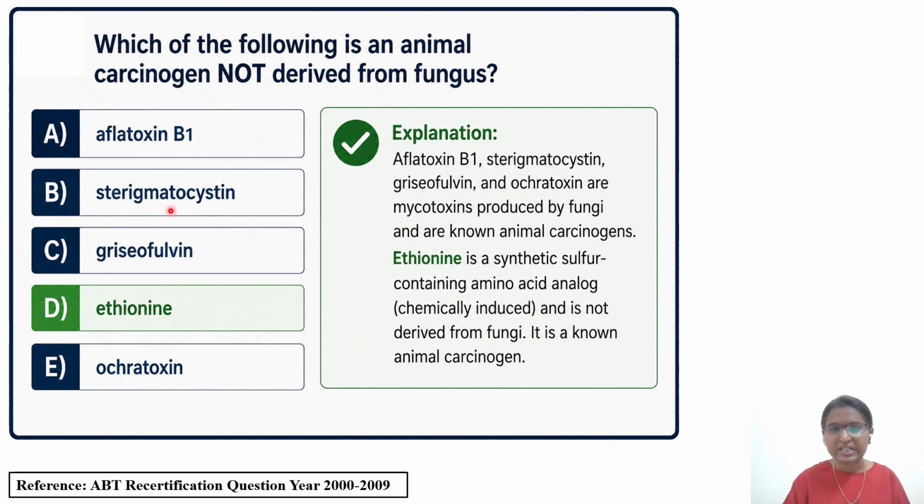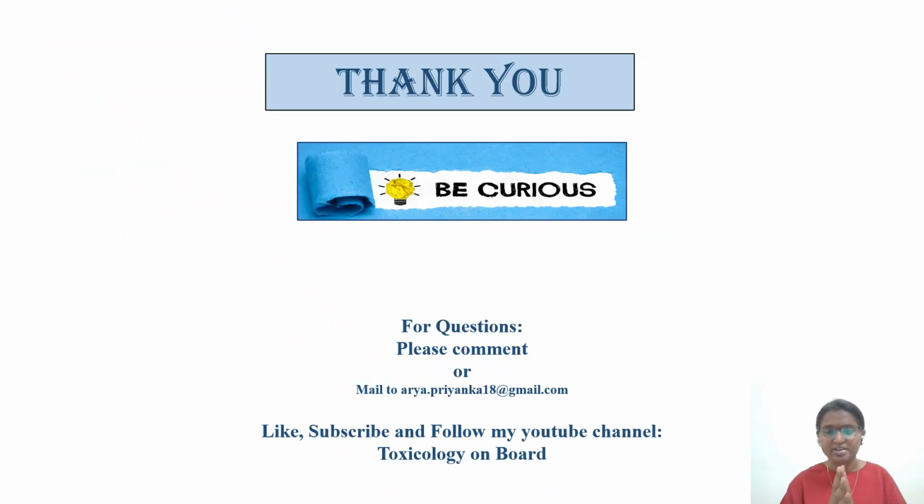And we have sterigmatocystin. I think this is something which will cause phospholipid bilayer disruption, I guess. Remember that one. Griseofulvin, an antifungal, the drug itself is causing cancer. And ochratoxin: the target organ is kidney, but it is also an IARC class 1 carcinogen. Okay, so that was something related to ochratoxin, Balkan nephropathy.